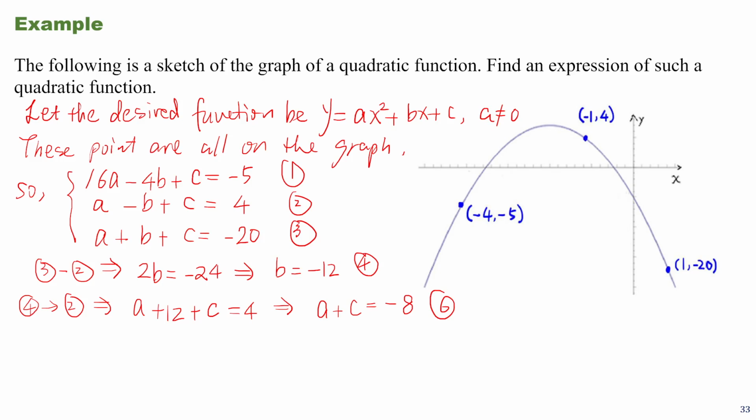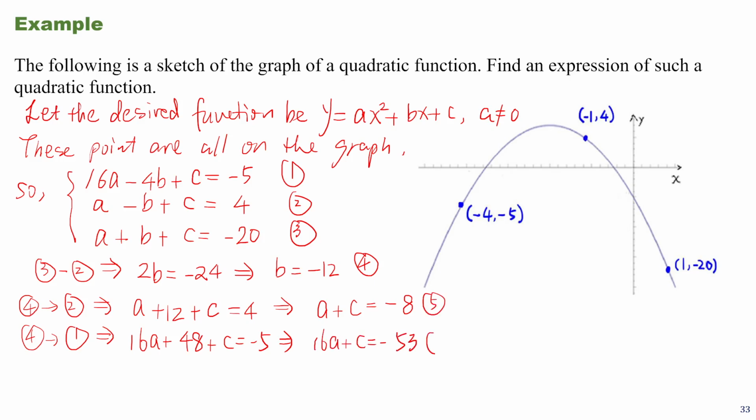Oh, sorry. We also need another equation. We can insert number 4 into equation number 1 as well, right? And this will give us 16a plus 48 plus c equals -5, which means 16a plus c equals -53, right? So we can call this equation number 5 and number 6.